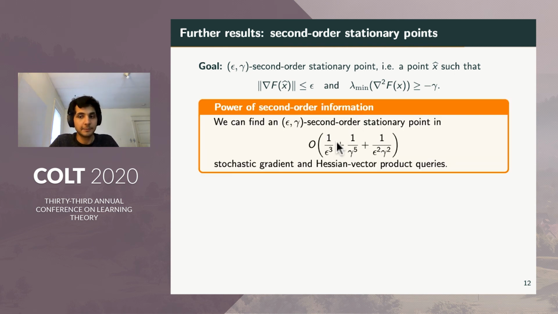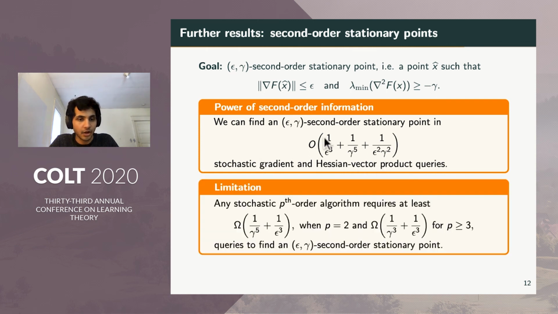On the upper bound side, we provide an algorithm that finds an epsilon gamma second order stationary point in 1 by epsilon cube plus 1 by gamma to the 5 plus 1 by epsilon squared gamma squared number of stochastic gradient and Hessian vector products. On the lower bound side, we show that no algorithm can find such a second order stationary point at a rate better than 1 by gamma cube plus 1 by epsilon cube queries, even when given access to higher order information. For p equal to 2, we provide an improved lower bound that matches the leading term in our upper bound. This resolves the second order complexity for finding second order stationary points.